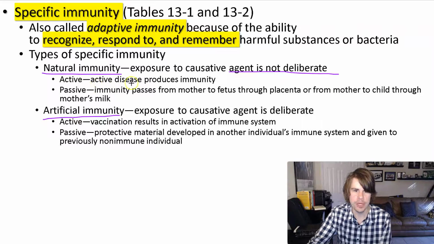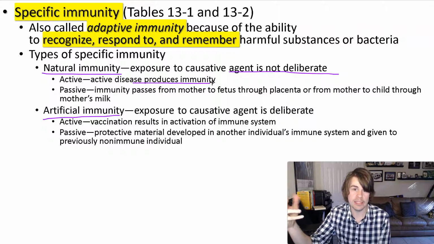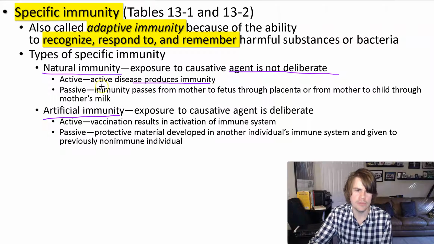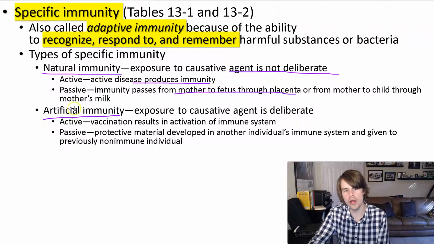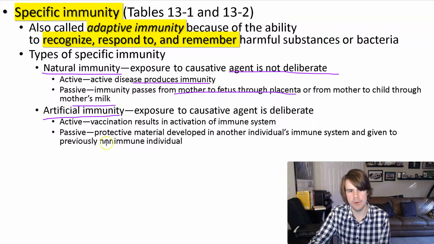For example, you get an active disease. People who have had COVID-19, their body has produced antibodies. That's active natural immunity, and eventually we're talking about herd immunity. Passive natural immunity is passed from the mother to the fetus through the placenta or the breast milk. Mother's milk, from mother to child.